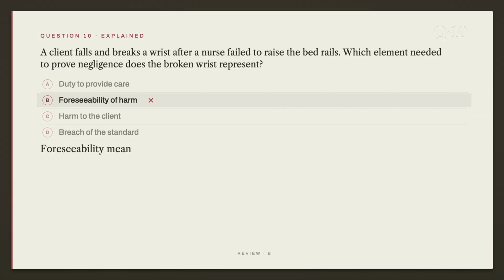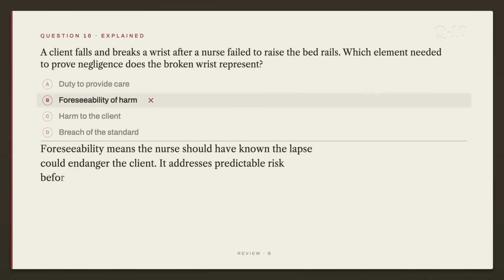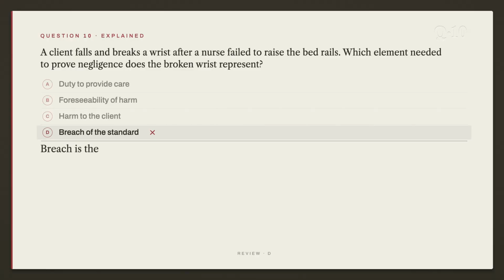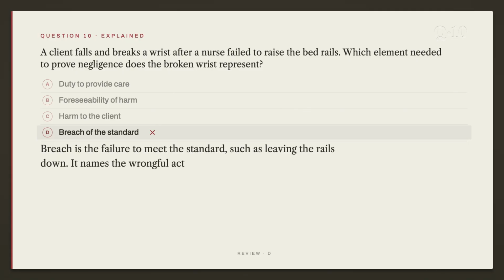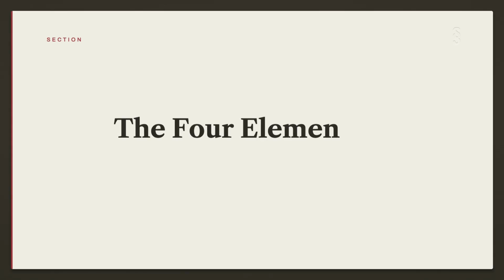B is wrong because foreseeability means the nurse should have known the lapse could endanger the client. It addresses predictable risk beforehand, not the concrete injury the broken wrist actually represents. D is wrong because breach is the failure to meet the standard, such as leaving the rails down. It names the wrongful act itself rather than the resulting damage the client experienced afterward.